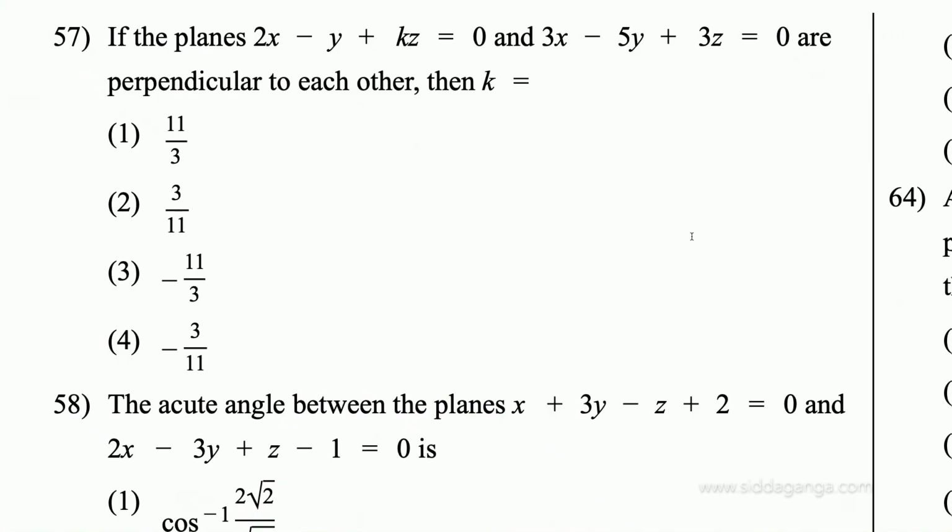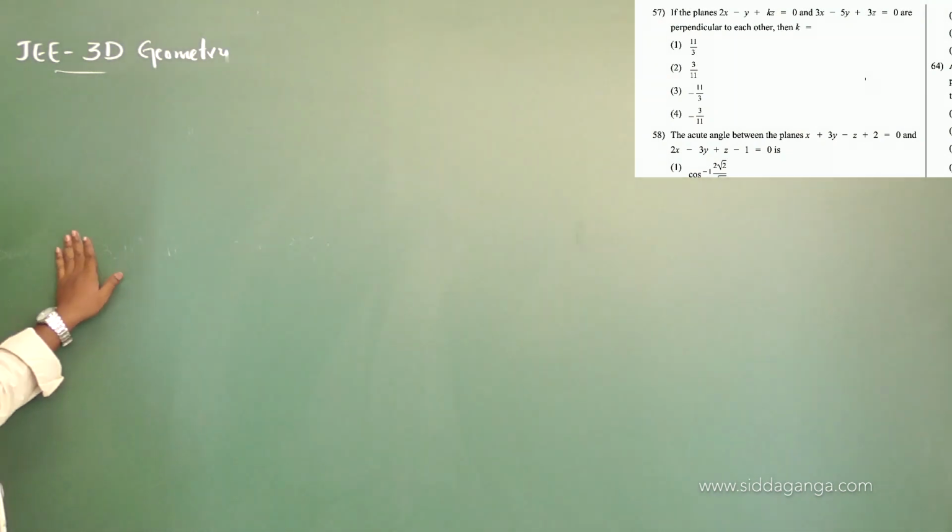Okay, question number 57. If the planes 2x minus y plus kz equal to 0 and 3x minus 5y plus 3z equal to 0 are perpendicular to each other, then for what value of k are these two perpendicular? A simple one.